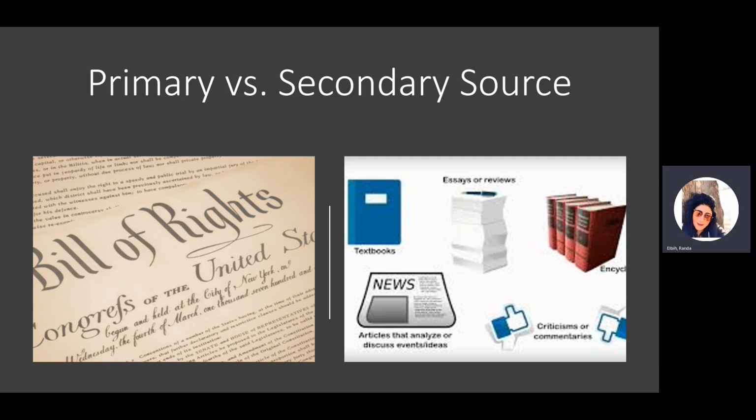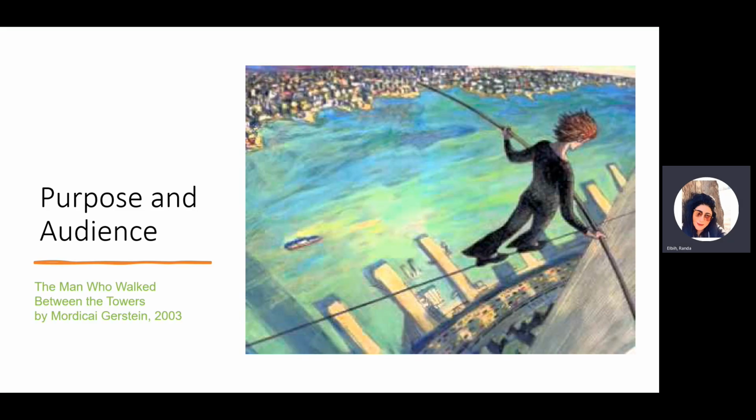So an example of a primary source here is this artwork, The Man Who Walked Between the Towers. So what is the purpose and the audience here? Who is the intended audience? Those are questions we need to ask about primary sources.